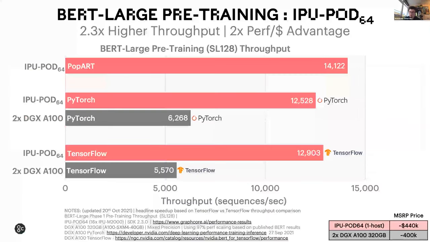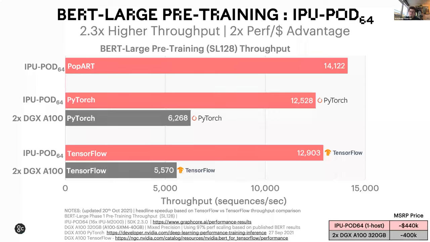I won't go into all the details of every individual step, but just looking at the pre-training briefly, in this case we're looking at a pod 64, so 64 IPUs, and we're comparing that with two DGX A100 boxes, so 16 A100 GPUs. In this case, we see across the different frameworks, be it TensorFlow or PyTorch, obviously we have the direct comparisons with the GPUs, and these throughput numbers are obviously quite a lot higher here than on the DGX A100 boxes for a similar price point.